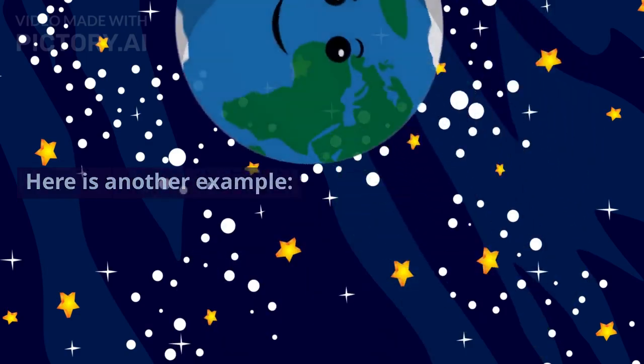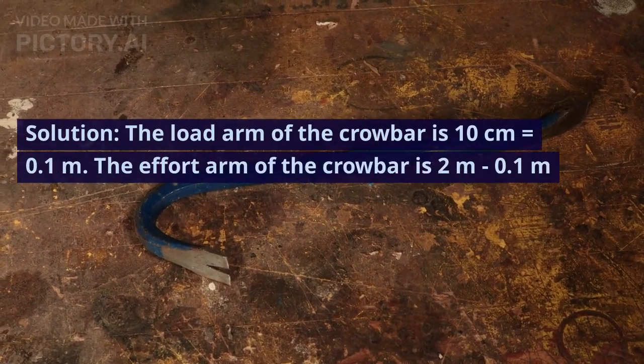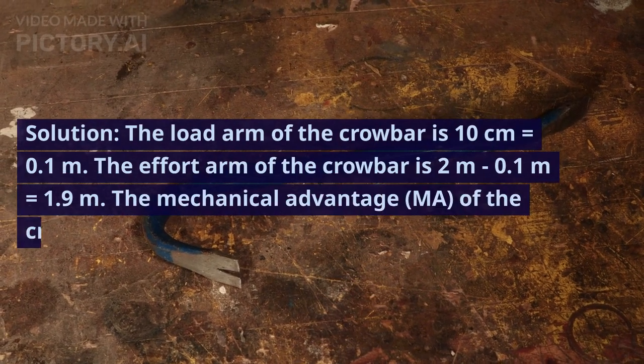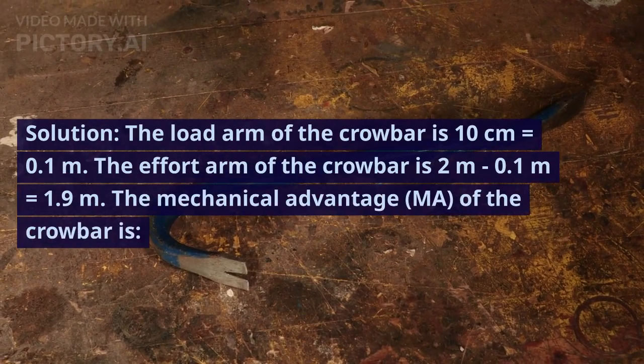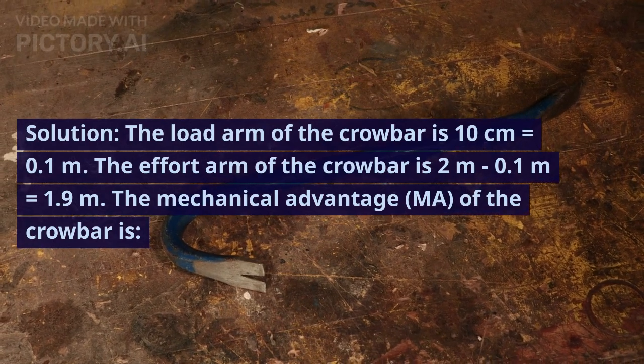Here is another example. Solution. The load arm of the crowbar is 10 cm equals 0.1 meters. The effort arm of the crowbar is 2 meters minus 0.1 meters equals 1.9 meters.